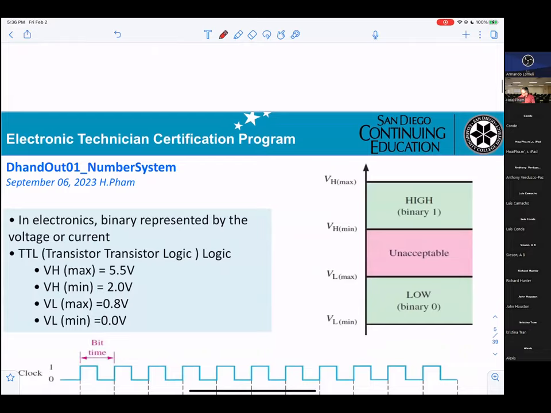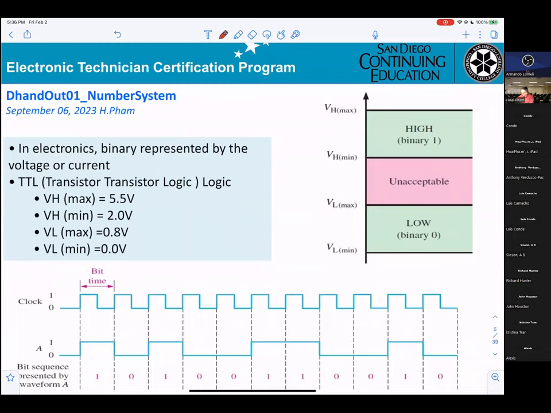The next one, in electronics, binary is represented by the voltage or the current. That is only telling you one thing. When you're working on the computer, like on the motherboard, you want to measure the binary, then you cannot get the binary. You cannot get one, or you cannot get zero. When you're using the meter to measure, you can get only the voltage, okay? And that's why they've given you the definition here.